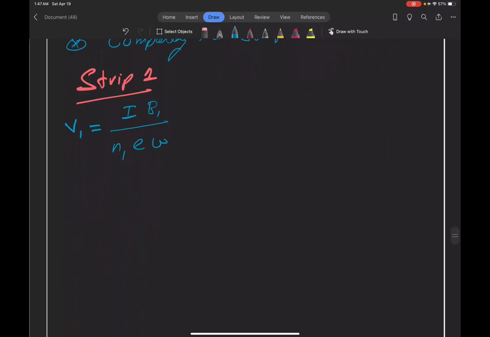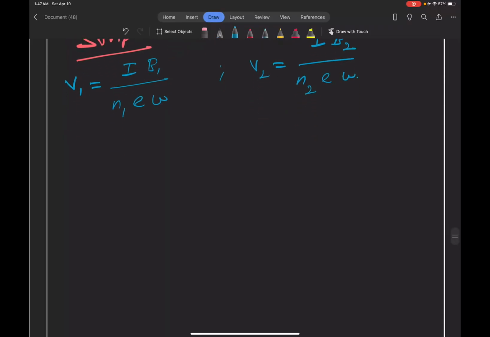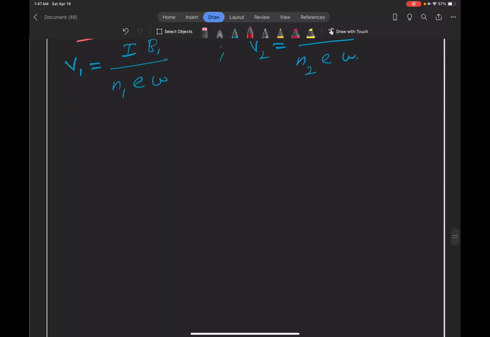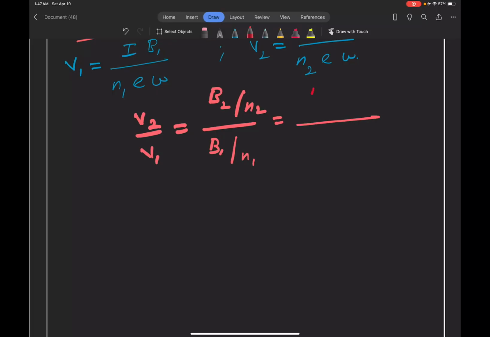So we have V1, and we get V2 will be equal to our I times B2, and we have N2 E multiplied by W. So we get that our V2 divided by V1 is equal to B2 upon N2, B1 upon N1, and this gives us B2 N1 over B1 N2.